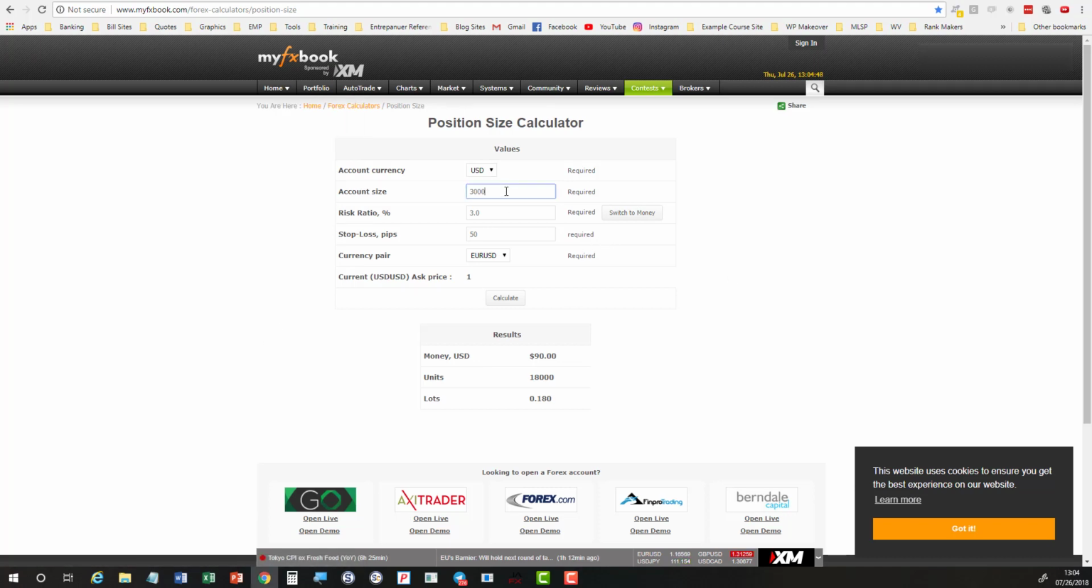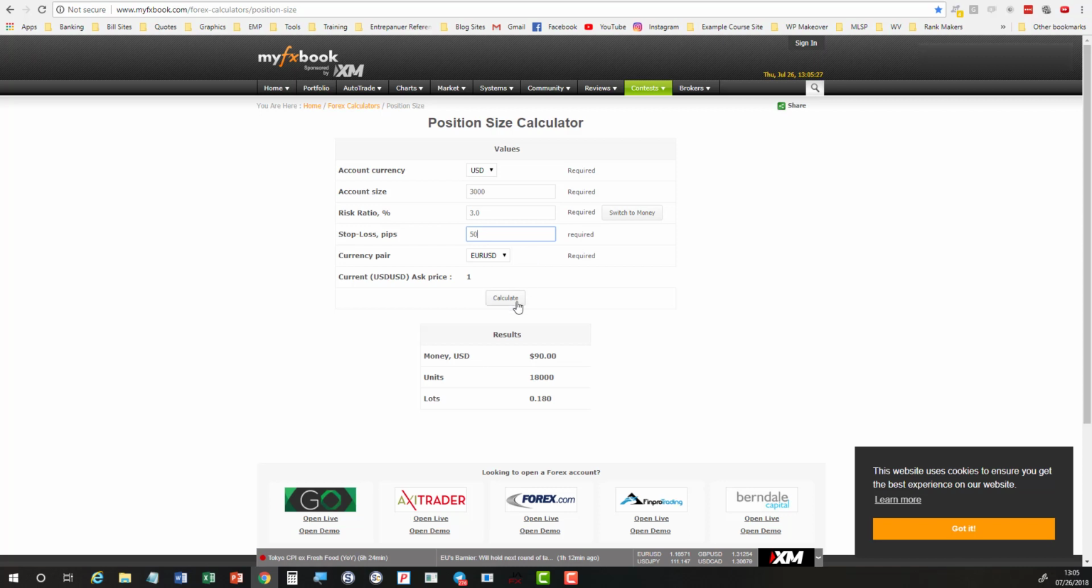Let's assume that I have a $3,000 account. Most traders risk anywhere between 1 to 5% of their balance on any one given trade per pair. So if you get an alert and let's say it's a Euro USD trade, no matter how many take profits, you're willing to risk 3% on that one trade total. Let's go ahead and just use 50 pips as a stop loss. Just keep that as a general.